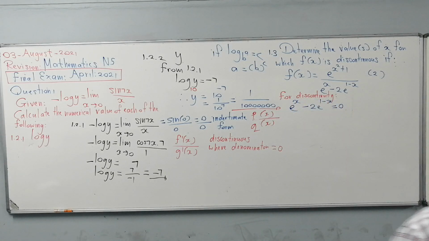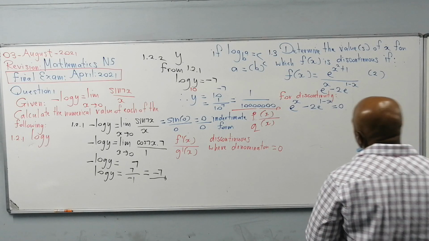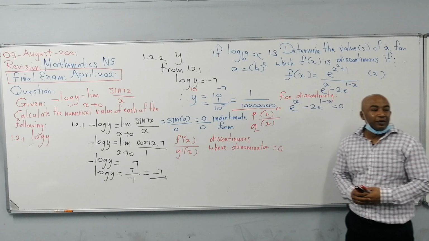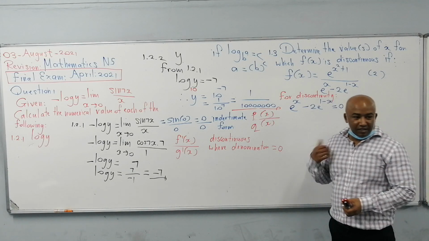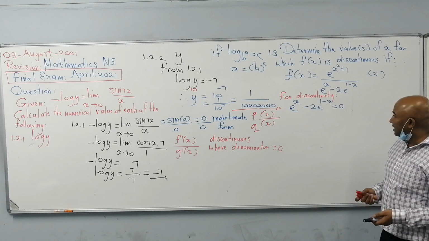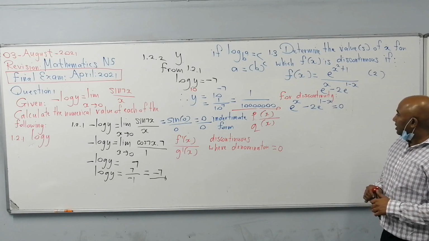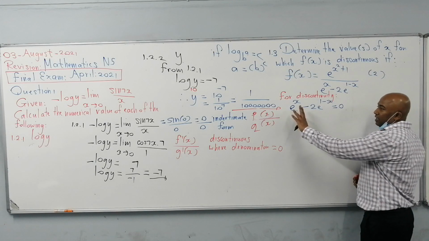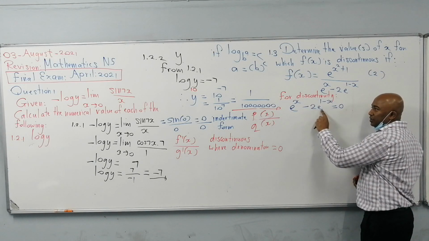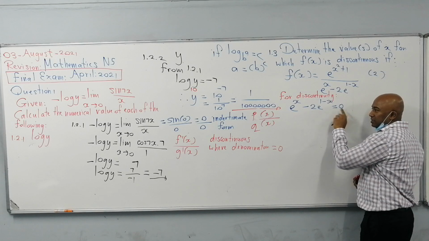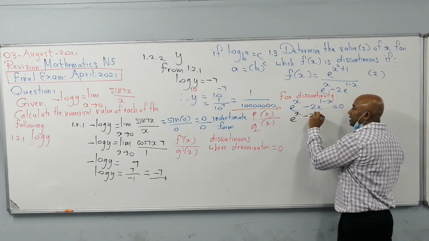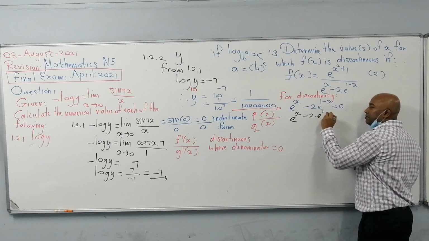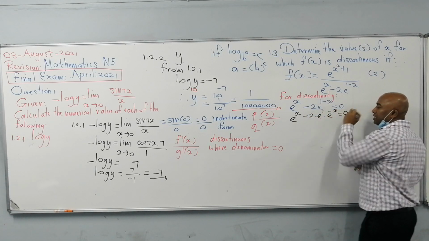So now we need to solve for x, and we have to remember our N3 work, our exponents. So let's see how we're going to deal with this one. I've got e to the power x minus 2 e to the power 1 minus x equal to 0. I can write this as e to the power x minus 2 times e to the power 1 times e to the power minus x equal to 0.